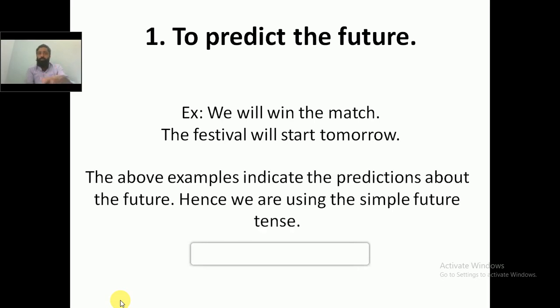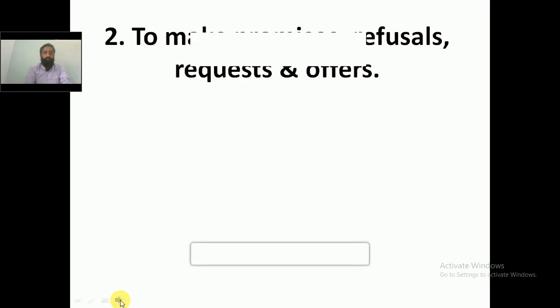So these are the two examples that are predicting something about the future. The first example predicts about winning the match. Second example predicts about starting the festival by tomorrow. Hence, we are using the simple future tense. I think it is clear for you now. Go to the next one.